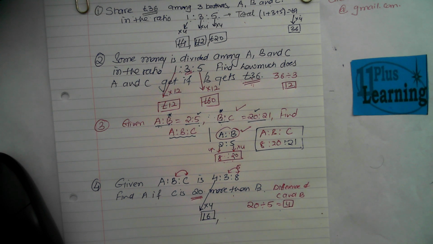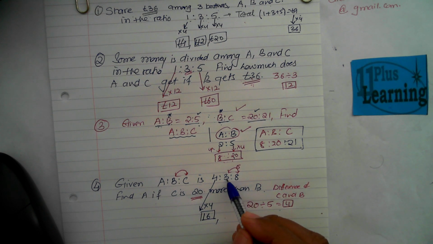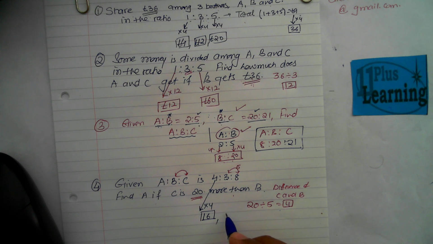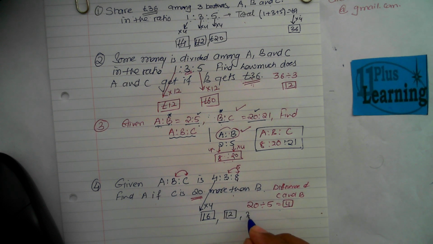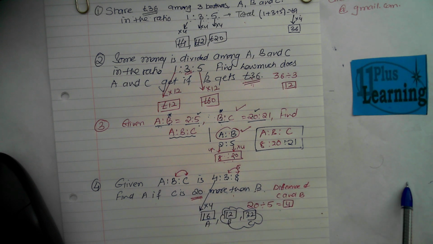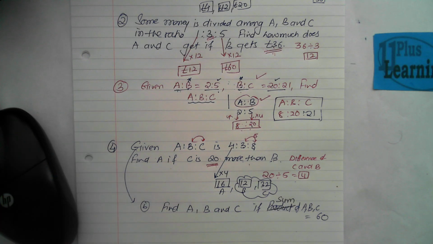Let's work it out and see if that works. B would be 3 times 4, which is 12, and C would be 8 times 4, 32, and you can see that C is 20 more than B, so it follows the conditions. Last one here, you're going to find the value of A, B and C if the sum of A, B and C is 60. It's the same question but given in a different form.